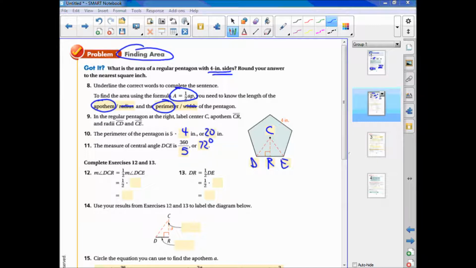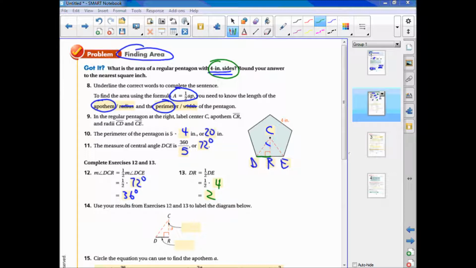So the measure of angle DCR. DCR is this angle in here, which is going to be half of our central angle, DCE. So it's going to be half of 72 degrees, and half of 72 is 36 degrees. And then we want to find the length of DR. DR is half of one of the sides, so it's going to be half of DE, which is half of 4, because one of our sides was 4 inches, which is going to be 2.